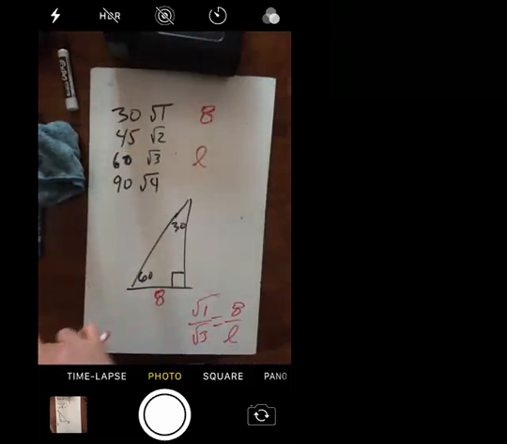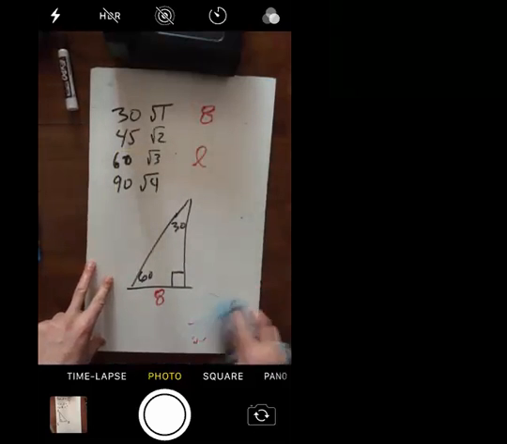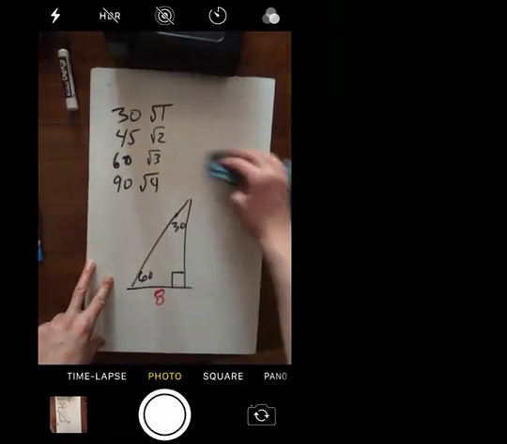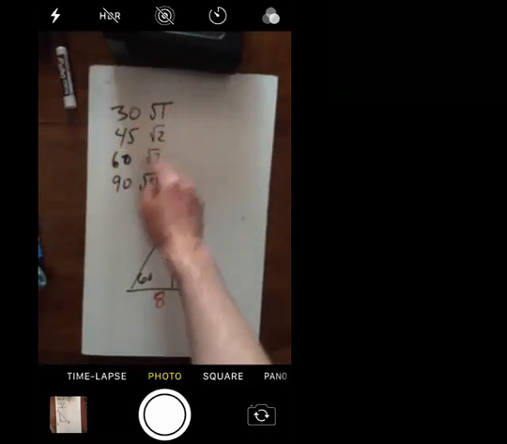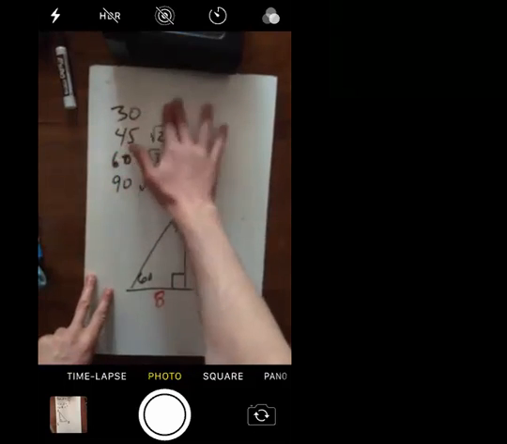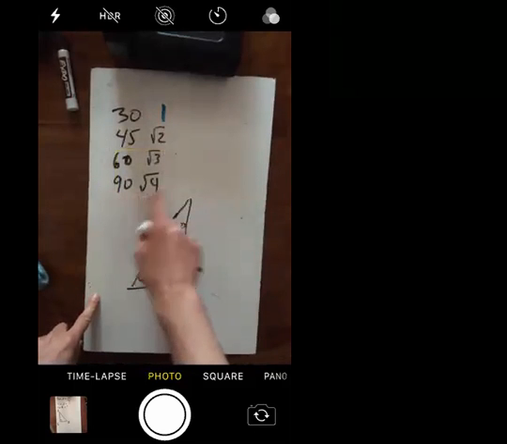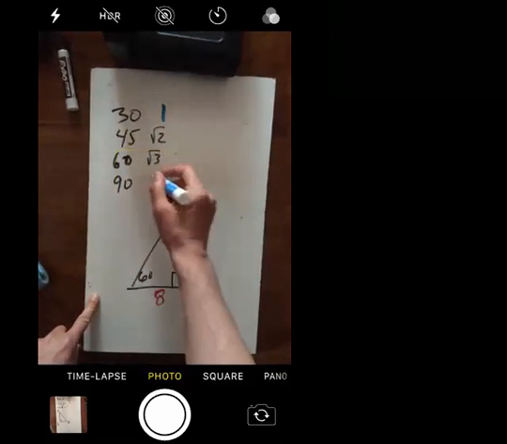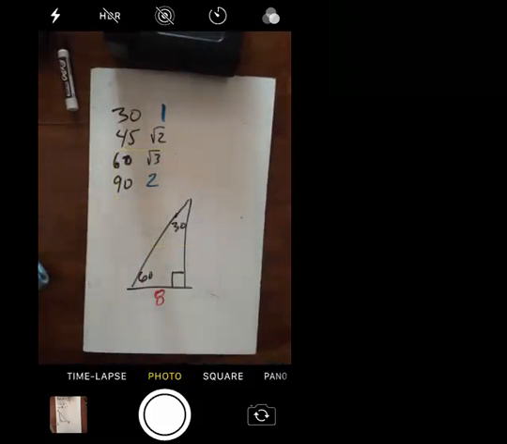So I told you that the way you could remember the different sides for a 30, 60, 90 and for a 45, 45, 90 triangle is thinking of across from a 30 is radical 1, across from 45 radical 2, radical 3, and radical 4. And of course radical 1 is the number 1, and radical 4 is the number 2. So across from the 30 is 1, and so on. If you remember that, that still works.